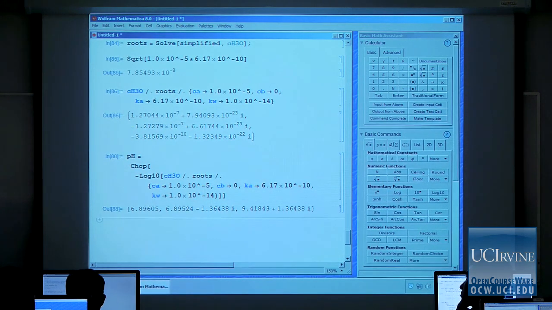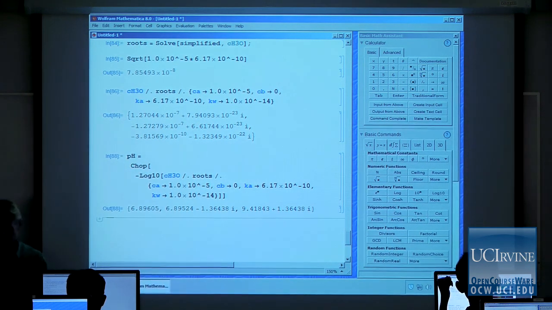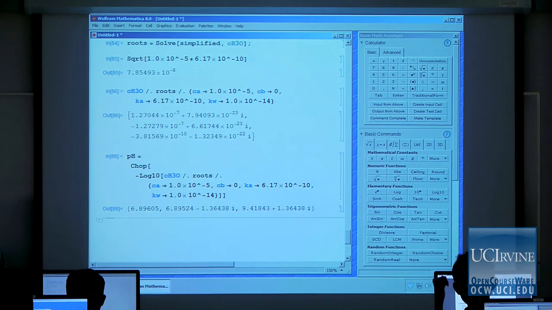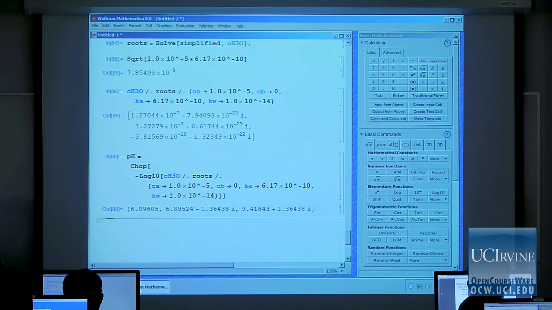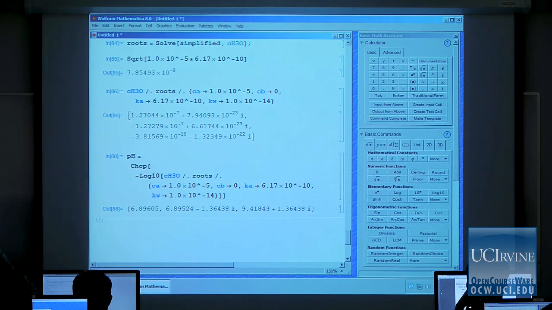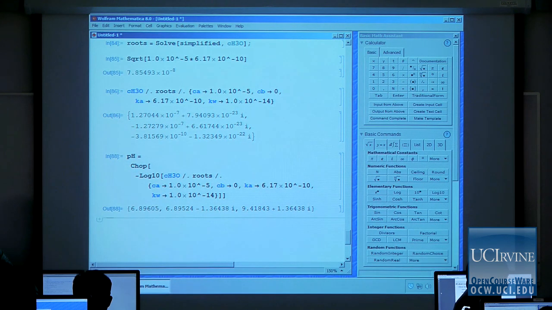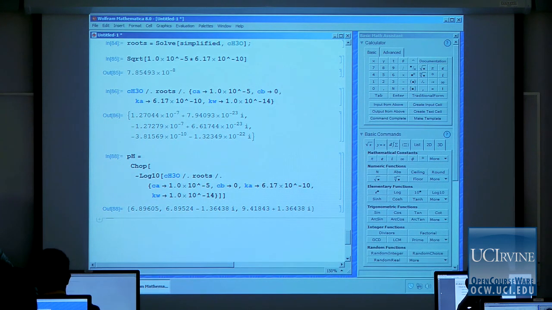All right? So the pH of 10 to the minus 5 molar HCN, we predict to be about 6.9. Does that seem reasonable? Yeah. Seems reasonable. We put in some acid, so we expect it to be acidic, right? But it's a very weak acid, and so we expect it to be very close to neutral, just below 7, and in fact it is.